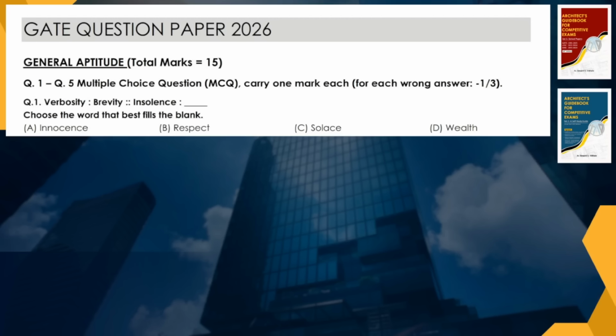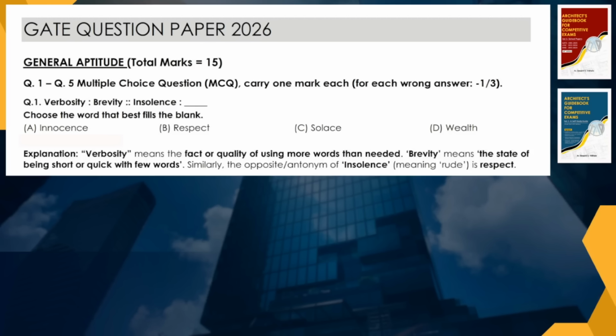So let's start from the first section, that is the general aptitude section. The first question is very similar to the previous year question paper. The first question itself starts with an analogy. The question is: verbosity is similar to brevity, then insolence will be similar to which of the following options? We have to choose the word that best fills the blank. So the options were innocence, respect, solace, and wealth.